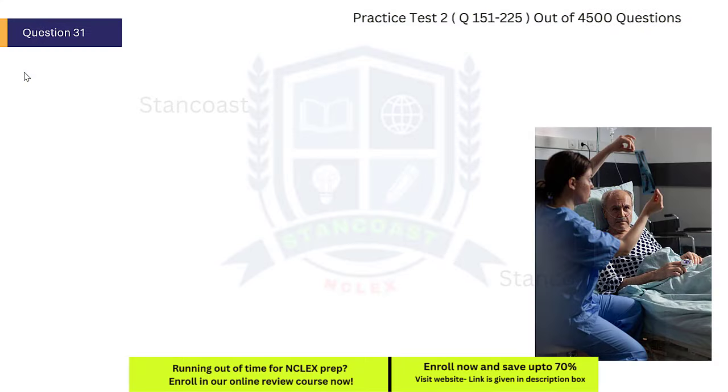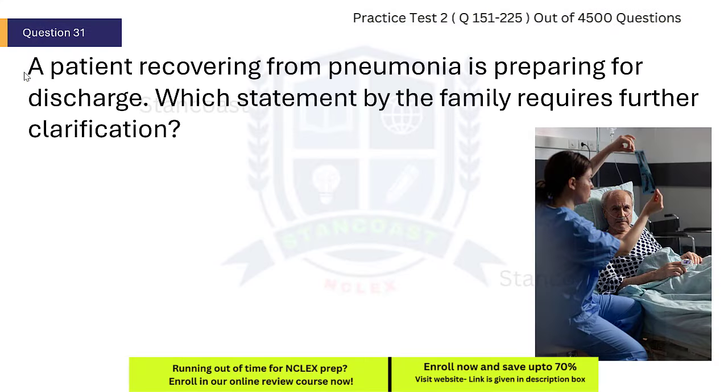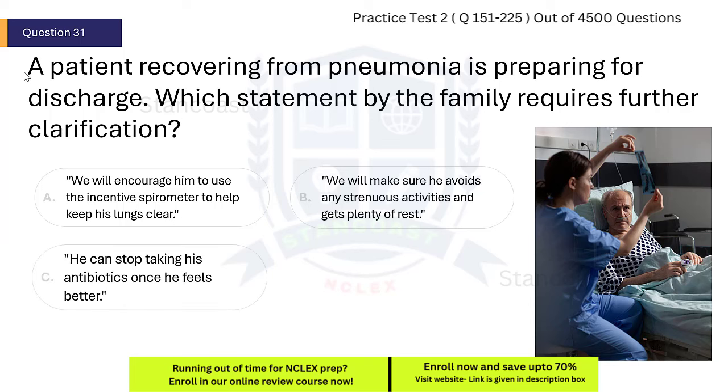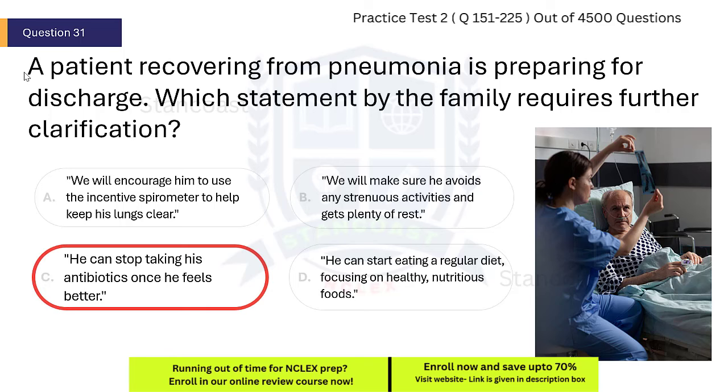A patient recovering from pneumonia is preparing for discharge. Which statement by the family requires further clarification? A. We will encourage him to use the incentive spirometer to help keep his lungs clear. B. We will make sure he avoids any strenuous activities and gets plenty of rest. C. He can stop taking his antibiotics once he feels better. D. He can start eating a regular diet, focusing on healthy, nutritious foods. Think about the importance of completing medication courses.